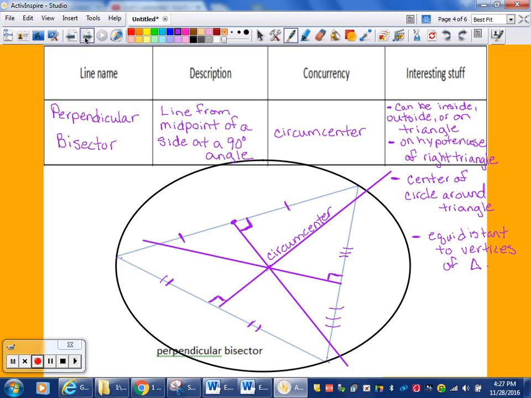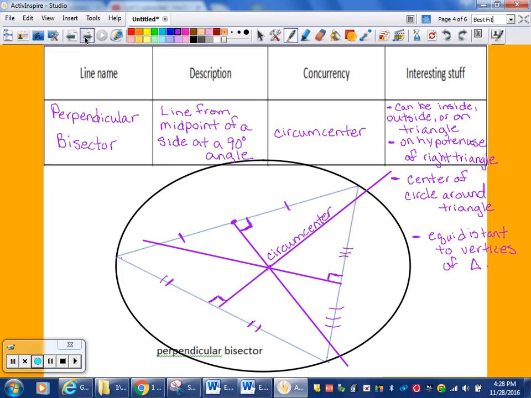And when those perpendicular bisectors intersect, that intersection is called a circumcenter. Now the circumcenter can be inside, outside, or on your triangle. It's on the hypotenuse of a right triangle. Your circumcenter is the center of a circle that goes around the triangle and touches the triangle at each vertex. Your circumcenter is equidistant to the vertices of that triangle.